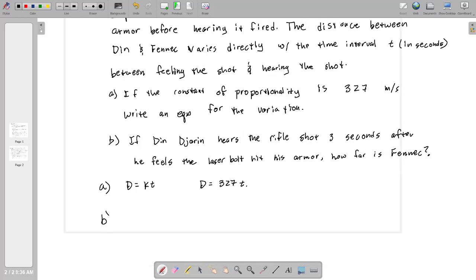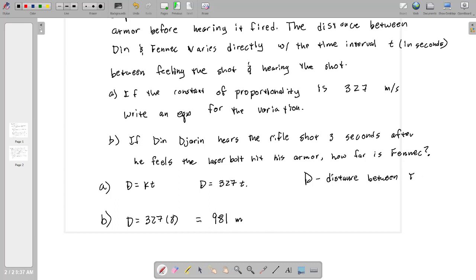Now let's do B. Now we know how long it takes for him to hear the shot after he feels it: 3 seconds. Din hears the rifle shot 3 seconds after he feels it. So t in this case is equal to 3. So if we use this model, we would get d is equal to 327 times 3. And that turns out to be 981.